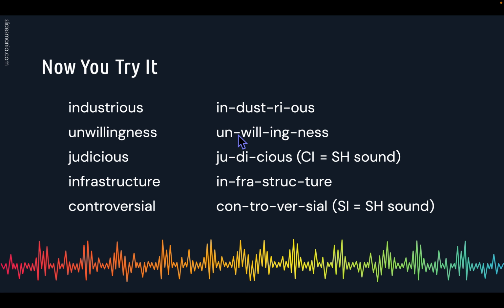Industrious. Right here, the prefix un, the suffix ing, suffix ness, unwillingness. Right here, we have the suffix shus, remembering the CI is one of the Latin spellings of the sh sound. After a vowel before a single consonant, so we have judicious. You'll notice in this word, the I takes on the short I sound rather than the long I sound. But let's say you didn't know that and you read it as judicious.